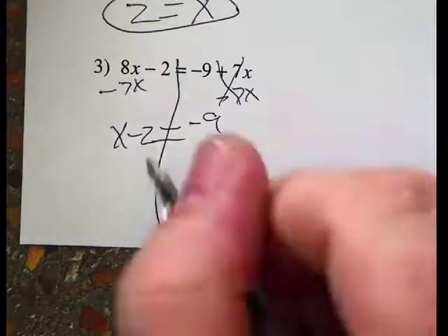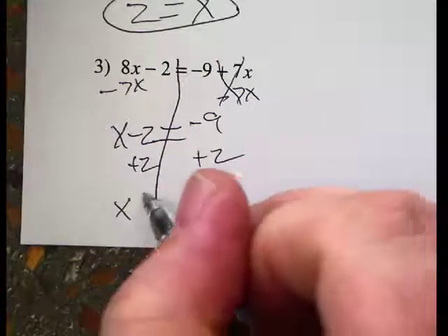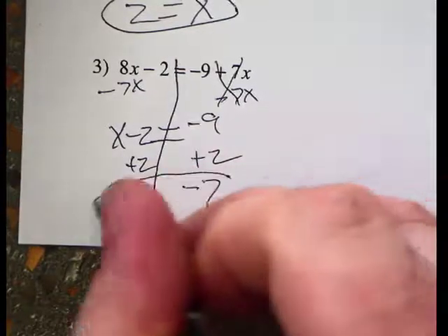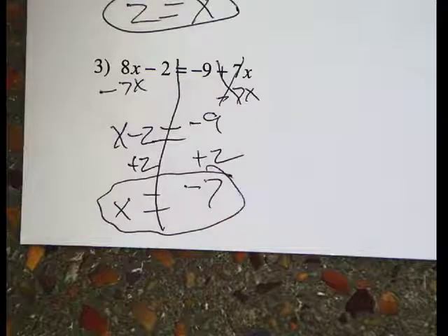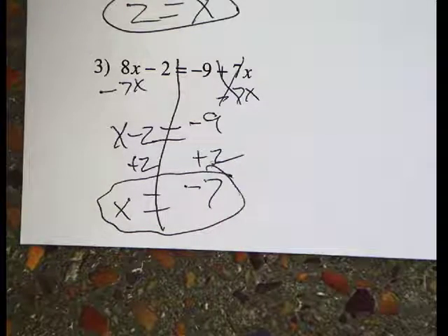Minus 2 equals negative 9, because that's now gone. Okay, now we're going to add 2. We're left with x equals negative 7. Okay, remember, negative plus a positive, you know, use a calculator if you need to.